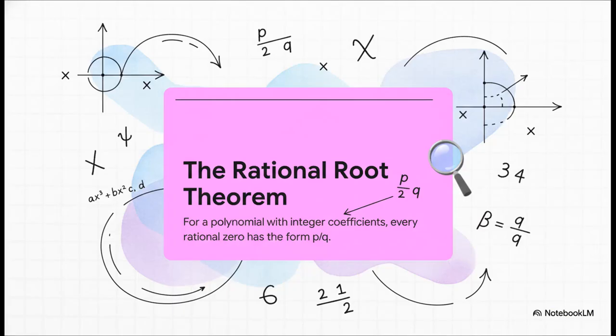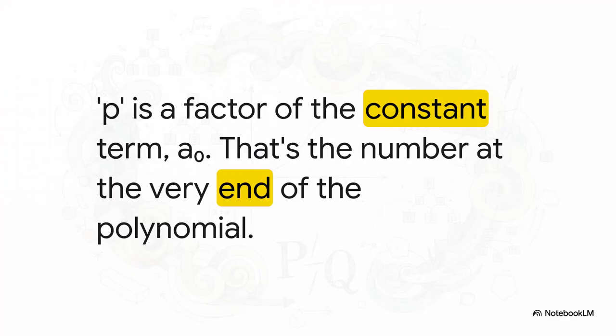So, what does this theorem actually say? It's surprisingly simple, but it is incredibly powerful. It says that for any polynomial with nice, clean integer coefficients, any rational root, and that just means any root you can write as a fraction, has to be in this very specific form, p divided by q. Okay, so what on earth are p and q?